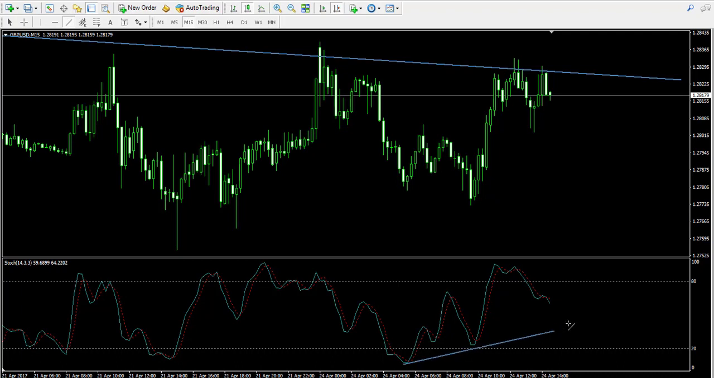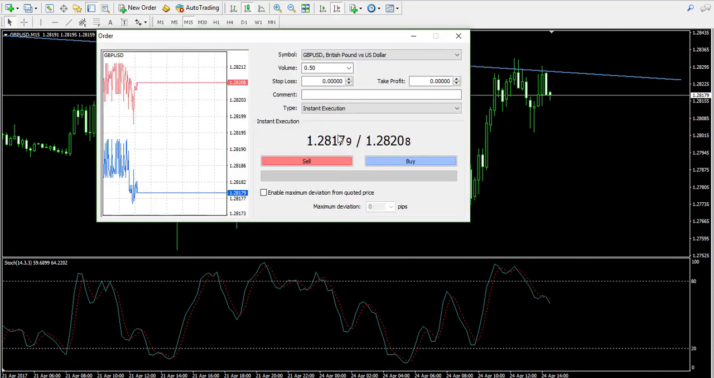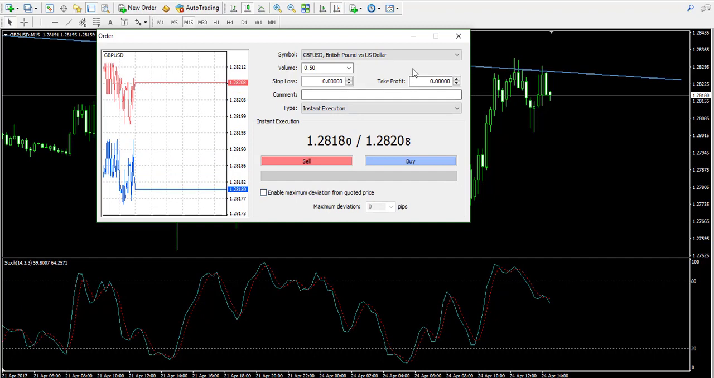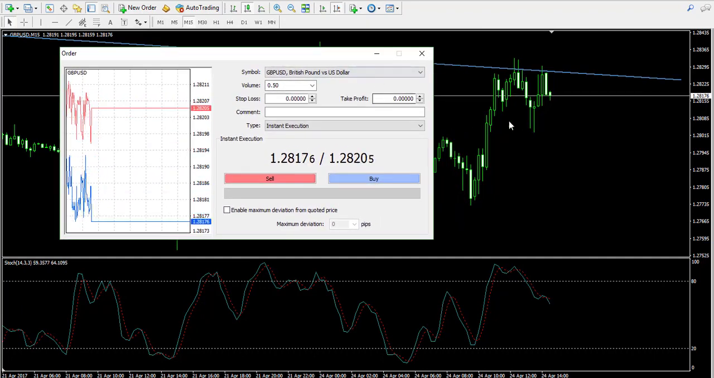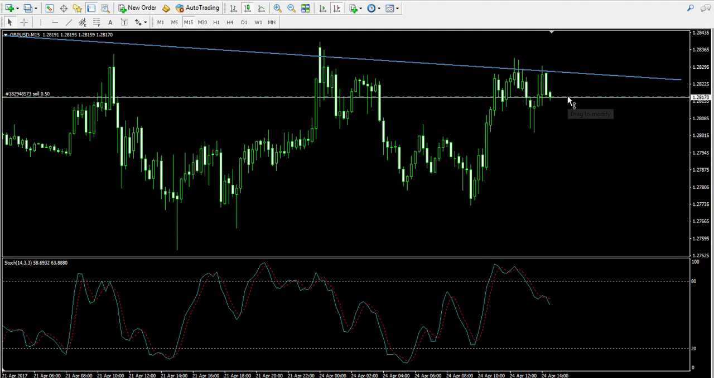Do we have a trend here? No, the line is still so far away. So what I'm going to do now is to short the pound. I mean, to short the cable, the British pound American dollar forex pair. Here it is for half a lot. The price moved very fast, so I wasn't able to sell, so I'm selling now. Here it is. The trade is executed.